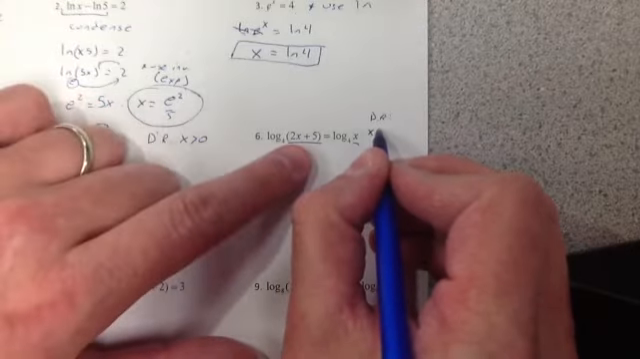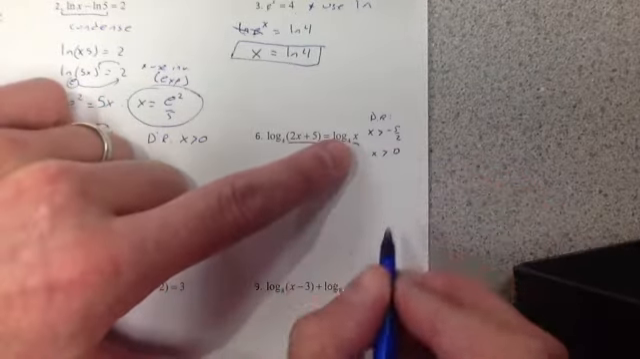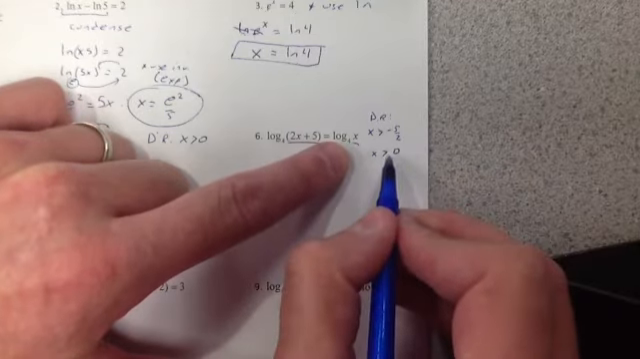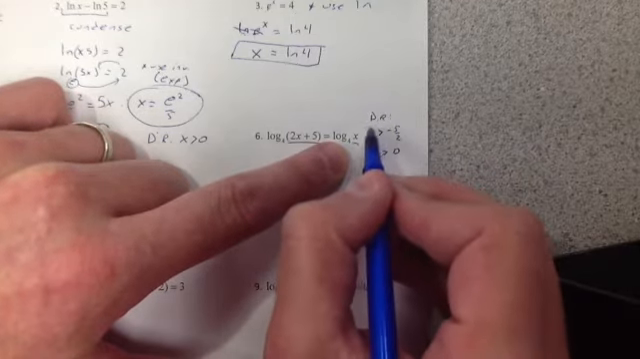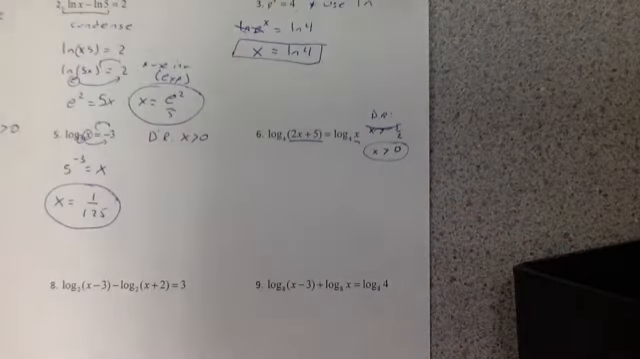This one says x has to be greater than negative 5/2. This one says x has to be greater than 0. Now, since 0 is bigger than negative 5/2, we don't worry about that one. So our domain restriction just says x has to be greater than 0 here.